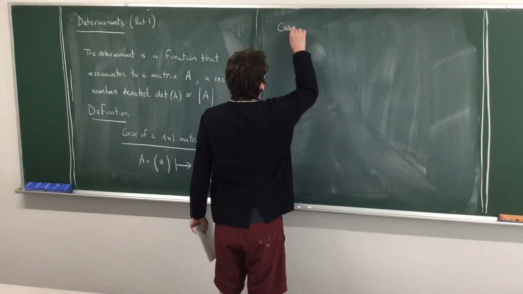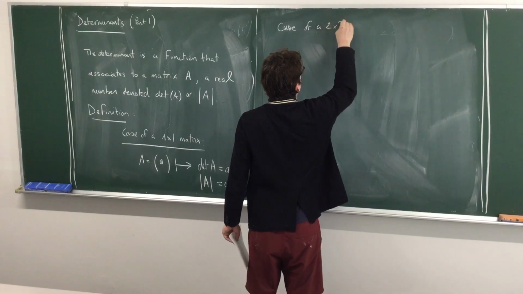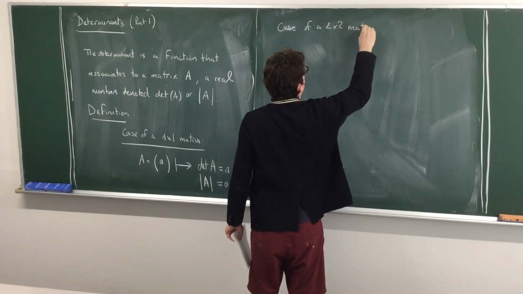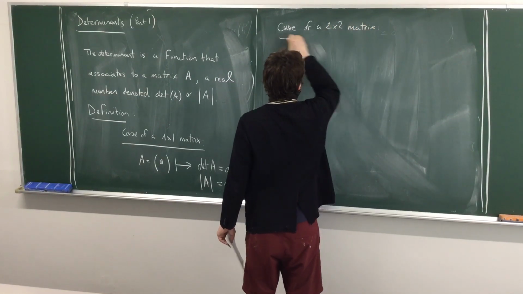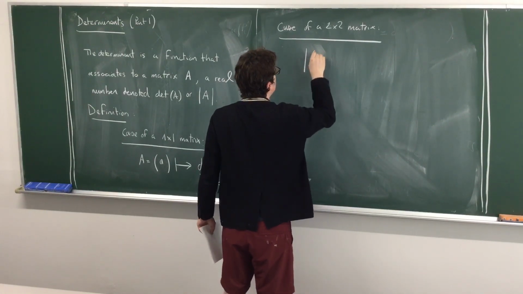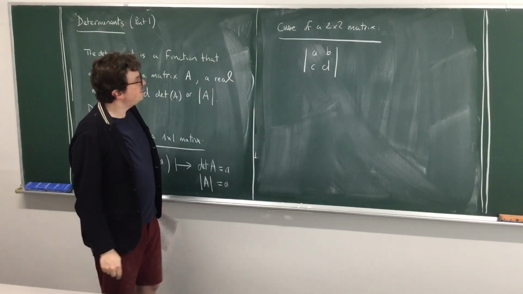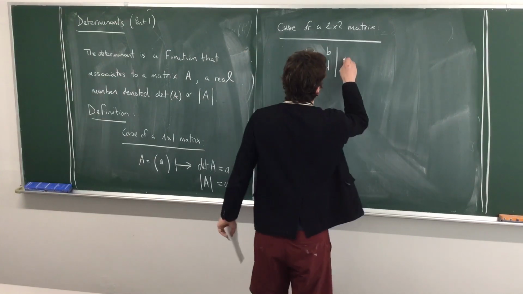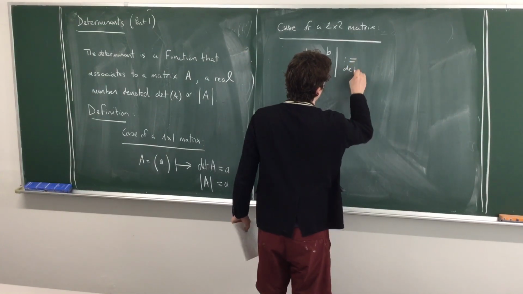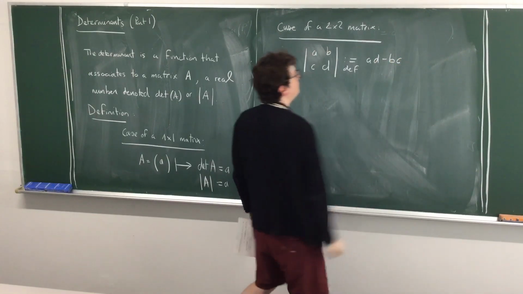Now, case of a 2 by 2 matrix. Okay, so in this case, we want to calculate the determinant of something like that, a matrix with 4 entries, A, B, C, D. As you know, we will take as a definition for this AD minus BC.